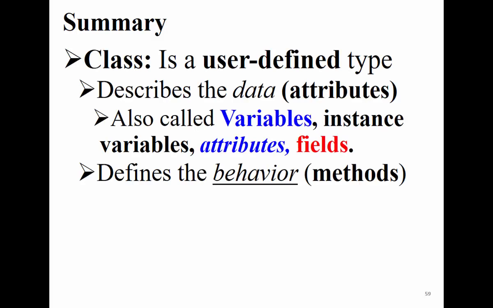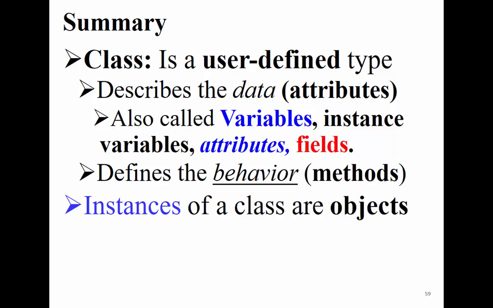Okay. So in summary, a class is a user-defined type that contains attributes, which we call variables, instance variables, attributes, or fields. We also have methods, which we call behavior methods. An instance of the class represents an object when you use the new operator.